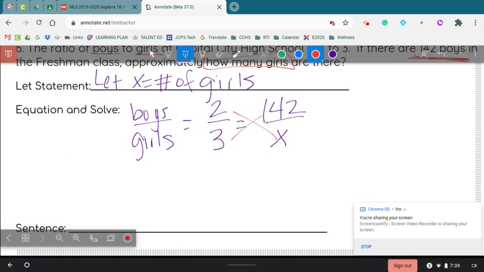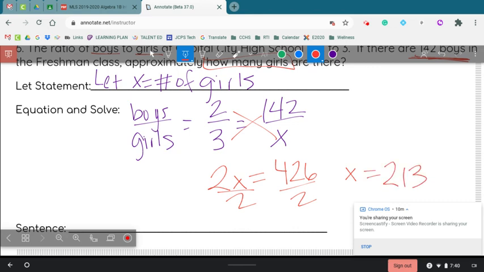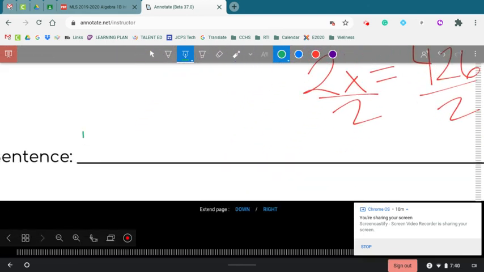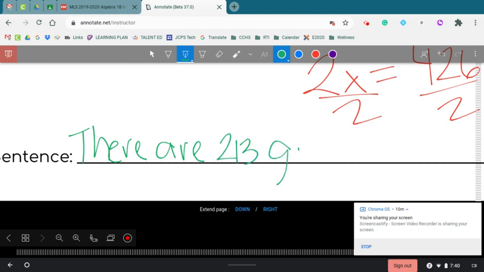I'm going to do 2X, and then 3 times 142. It's going to give me 426. And then divide by 2. So X is going to equal 213. So how many girls are there? There are 213 girls at CCHS.